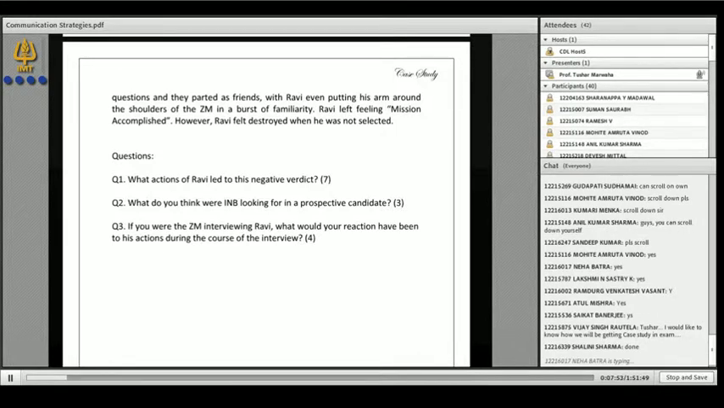Okay, I'll answer all those questions. Let me just read the case first. Let everybody read the case. Let me just load the exercises for today's class, then we'll answer all these questions.